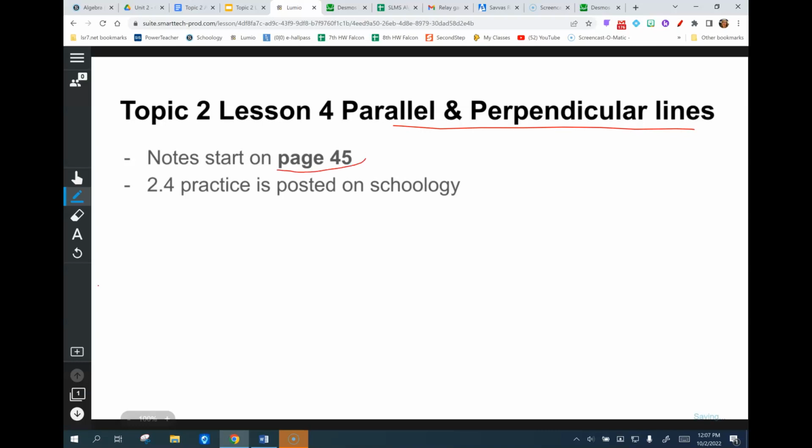Your notes are going to start on page 45, so if you will turn to that in your book, that'll be helpful. And of course, your homework or assignment or practice or whatever you call it is posted in Schoology. So here we go.